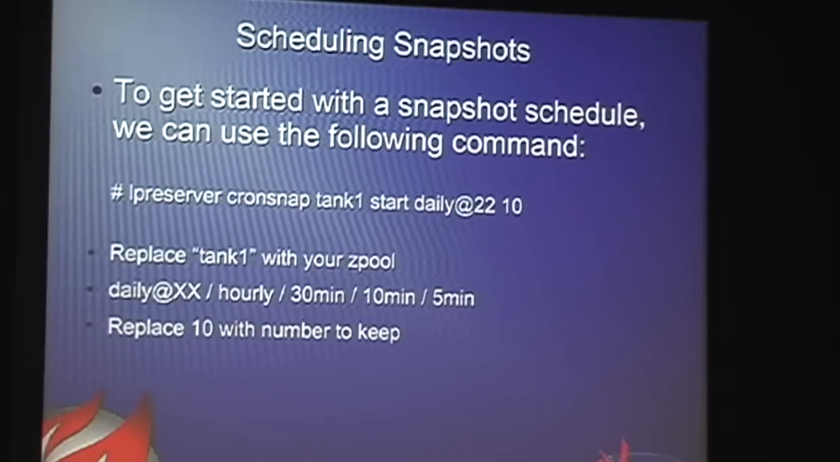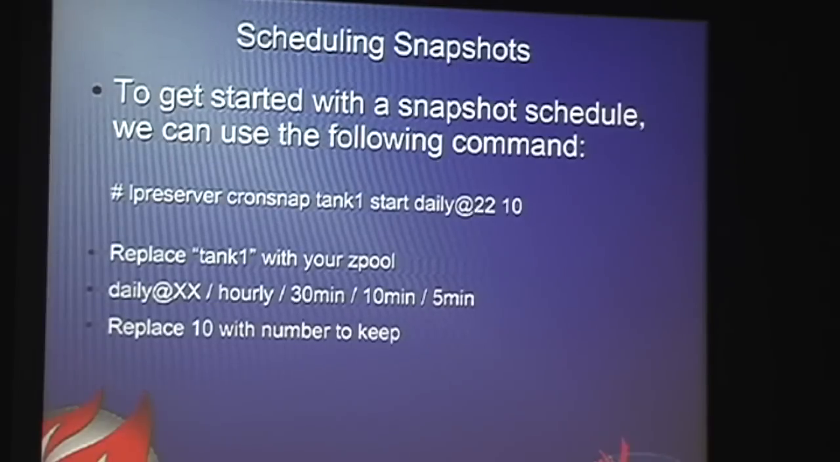So scheduling snapshots. From the command line, it's actually pretty simple. We can just use the lpreserver command for everything. There's a bunch of sub-commands within there. But in this case, we're going to say, I want to enable cron doing some snapshots of tank1. Everything by default's recursive, so you only have to give it the zpool. We're going to start them. I want to do them, say, daily at 2200. And I want to keep 10 of them. So that's kind of the syntax on the command line there.